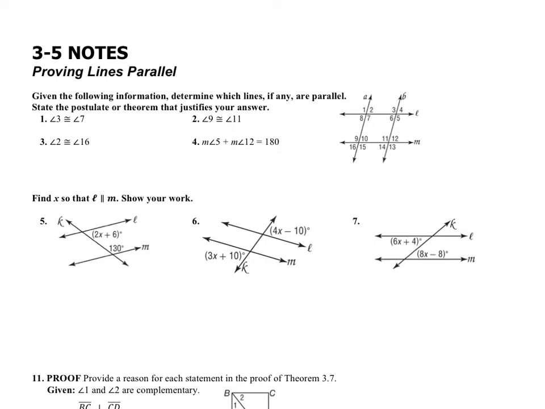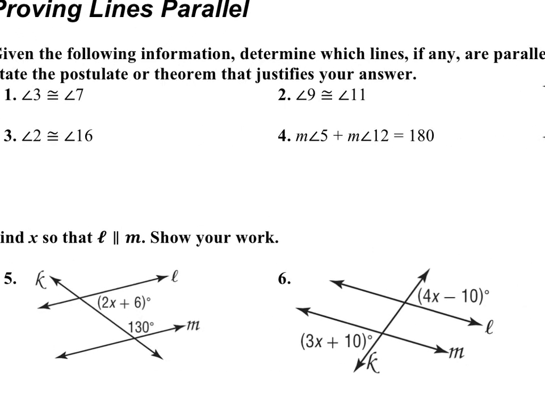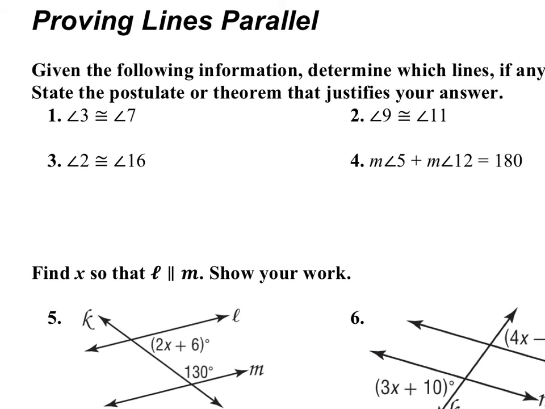I just want to jump in here real quick and do this first part. It asks: given the following information, determine which lines, if any, are parallel. State the postulate or theorem that justifies your answer. So what I want to do is take a look at which lines would have to be parallel in order to show that angle 3 and angle 7 are congruent.